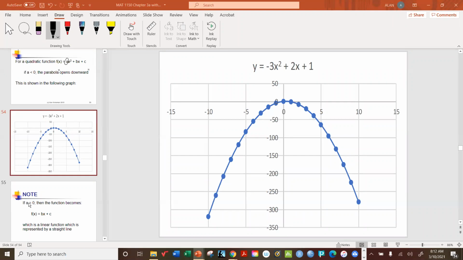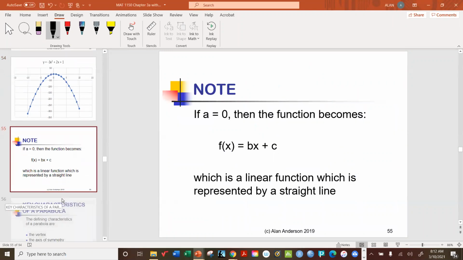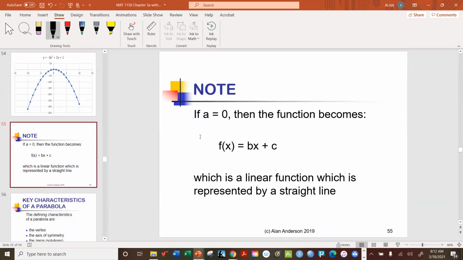Okay, so anyway, now again, I mentioned this earlier, we can't allow A to be 0 in this case just because we'll end up with simply a linear function, which is what we're obviously not trying to study here, but quadratic functions.